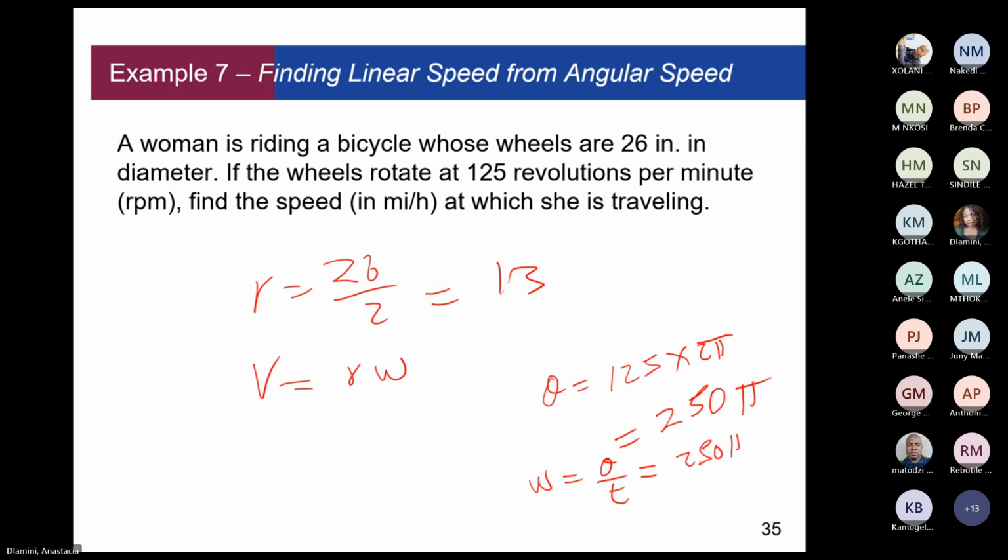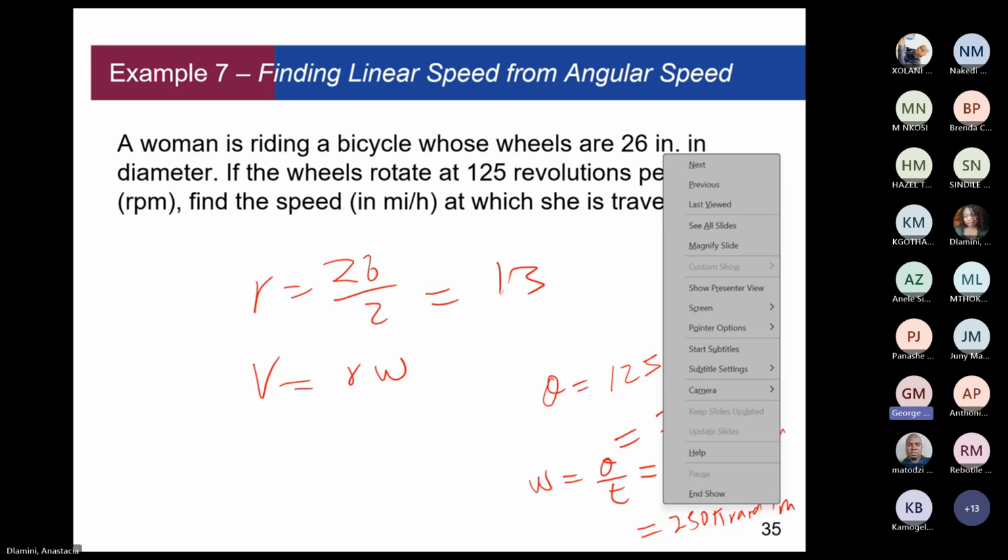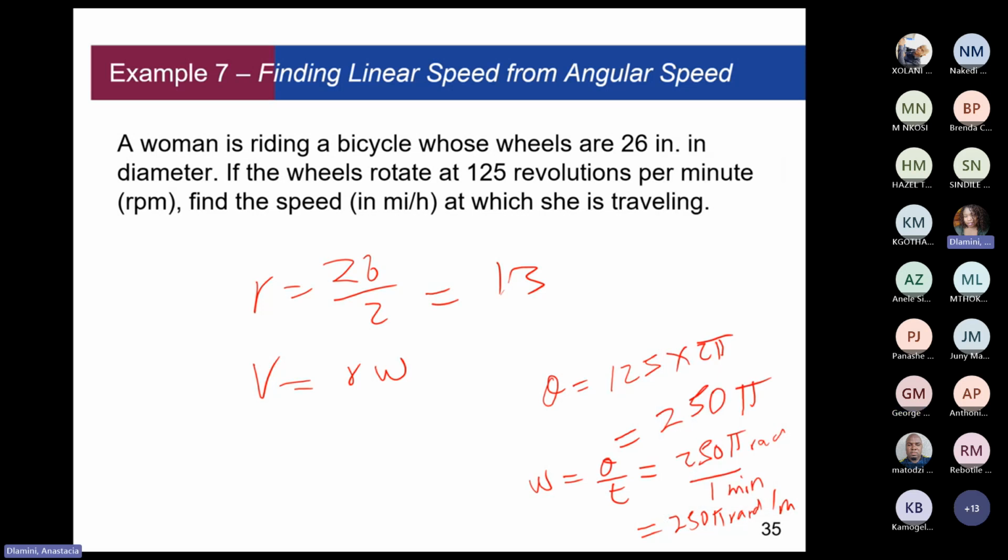And we know angular speed is equal to theta over t, which is equal to 250 pi over 1 minute. Isn't that they're saying per minute? Yes. So this is equal to 250 pi rad. If you put rad here, you say 250 pi rad per minute. So then you have found the angular speed.